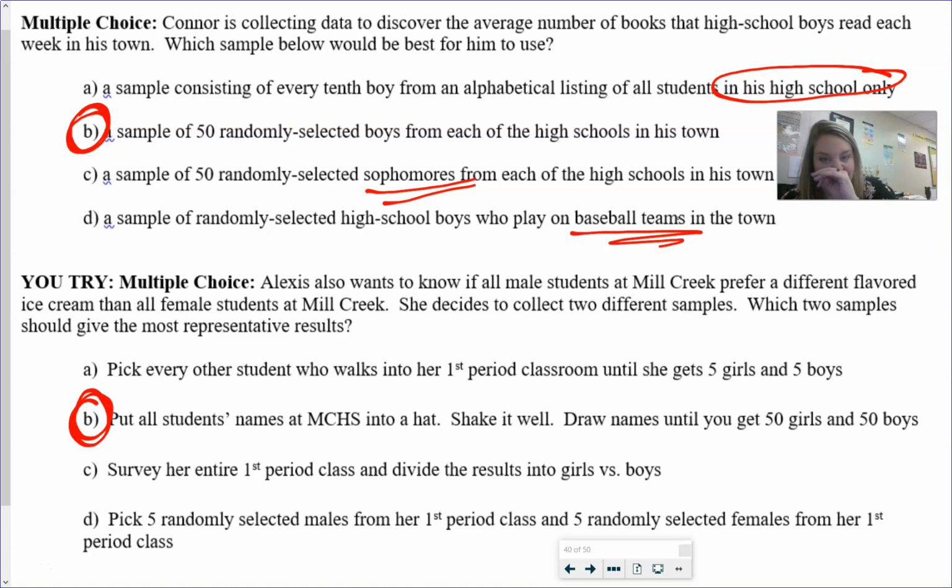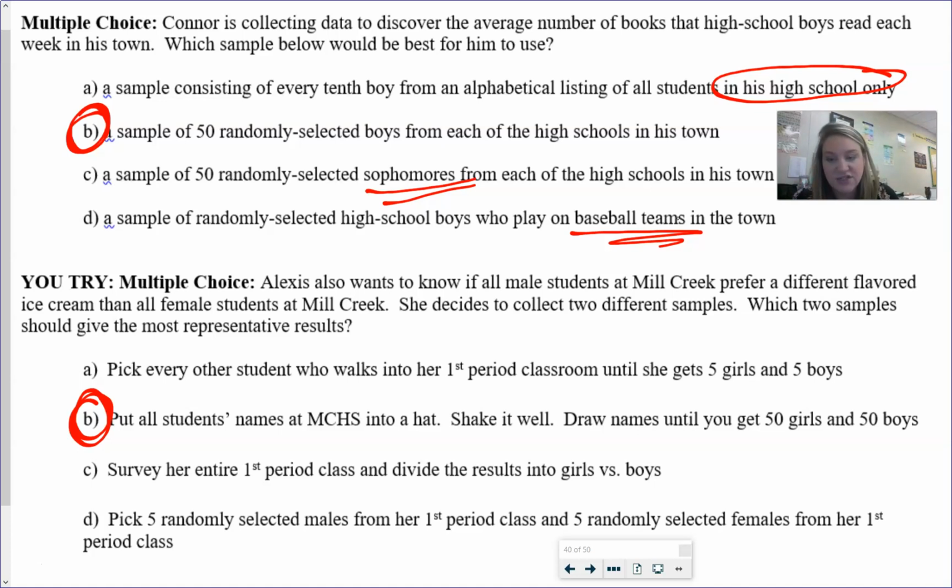Part C, Alexis wants to know if male students prefer a different flavor of ice cream than the female students. Okay, she wants to do 2 different samples. So should she pick every other student who walks into her first period class until she gets 5 boys and 5 girls? No, that's convenience. It's her first period, and it's only 1 class. Okay, so that's not going to work.